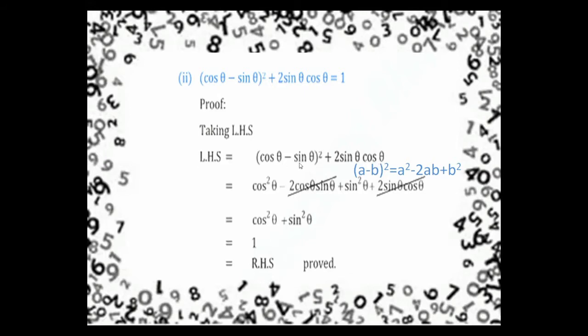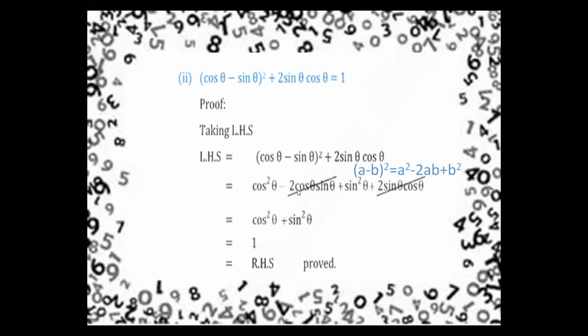Now there is a whole square on that, so we are going to use the whole square formula, that is (a minus b) whole square is equal to a square minus 2ab plus b square. Here a will be cos theta and b will be sin theta. Now we put the value. Instead of a square we write cos square theta. Instead of minus 2ab we write minus 2 cos theta sin theta, plus b square means sin square theta. And this is the remaining part of the left hand side, that is plus 2 sin theta cos theta.